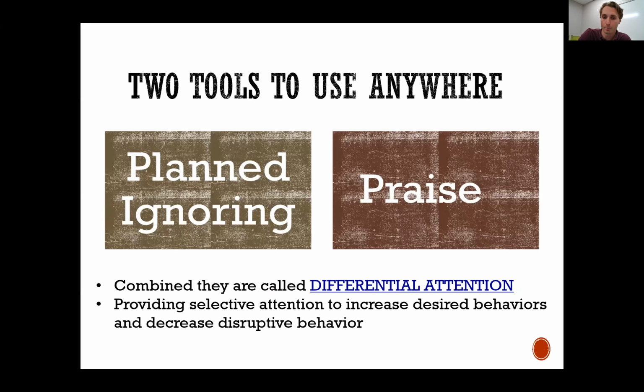So yeah, planned ignoring and praise, combined, they're called differential attention. That's kind of what I just talked about, of how if you think a kid wants your attention, you're ignoring the thing that they're doing to get it, and you're teaching them a new way to get it, and then praising them for that, right? Where if a kid wants peer attention, we're differentiating how they can get that to make it more likely they engage in the behavior that we want to see.